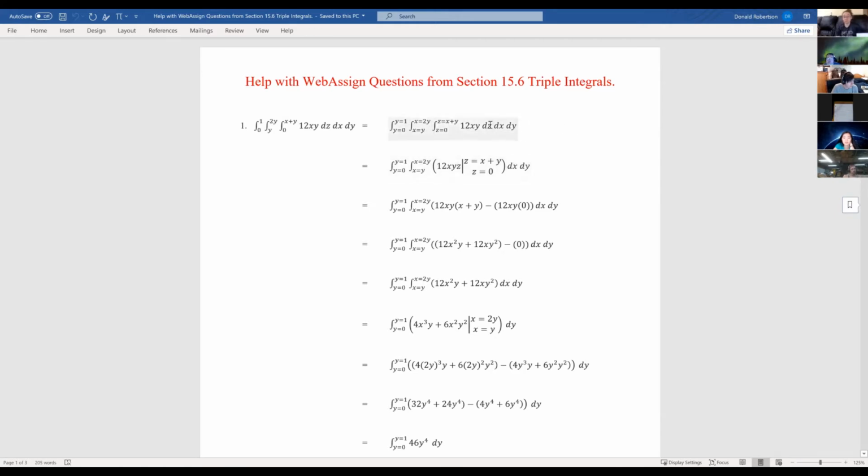Now, you do what you did in the double integral, but you do it 3 times. So the first thing you're going to deal with is the z's. So you've got 12xy. You pull that out and integrate with respect to z. Well, 12xy is just a constant, so you're going to get 12xyz. And then you plug in the limits z equals x plus y, z equals 0, which takes you through a few steps, and eventually you get to here.